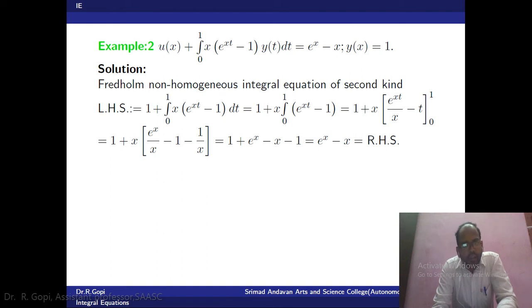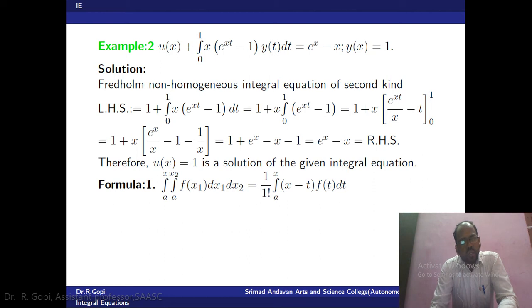Then we have to multiply x inside. So 1 plus e^x minus 1. Then plus 1 and minus 1 will be cancelled. So e^x equals minus x, that is the right hand side. So y of x equal to 1 is a solution of the given integral equation.